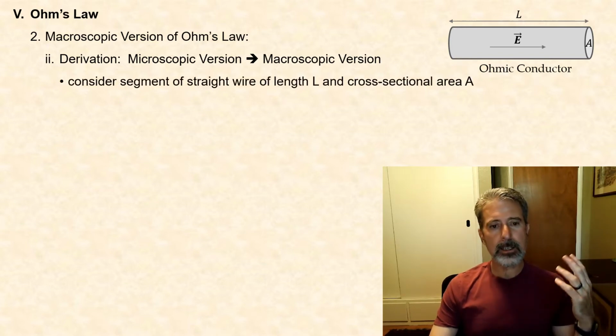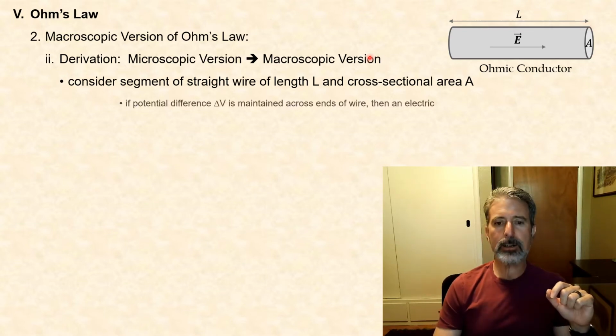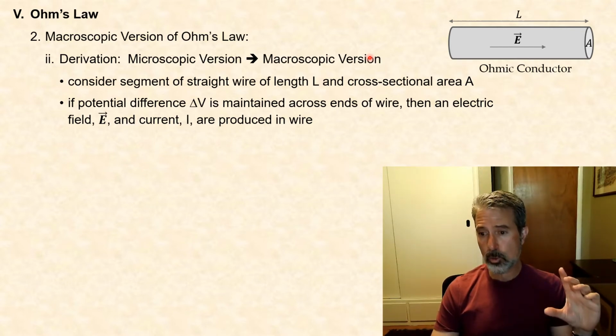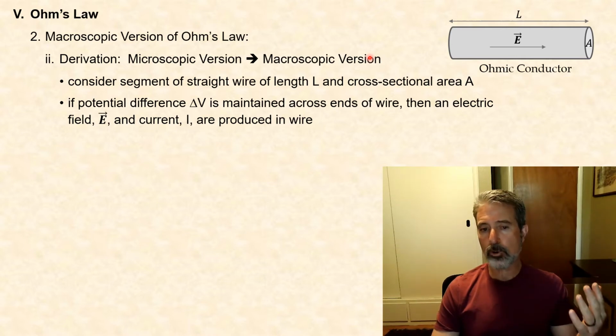So, if we consider a segment of straight wire of length L and cross-sectional area A, as you see in the diagram here, a piece of conductor, piece of wire, length L, cross-sectional area A, then we can say that if there is a potential difference, delta V, maintained across the wire, pressed across the ends of the wire, then according to our microscopic understanding of Ohm's law, an electric field and therefore current I is established within the conducting medium itself, within the wire. And you see here I'm showing the electric field established.